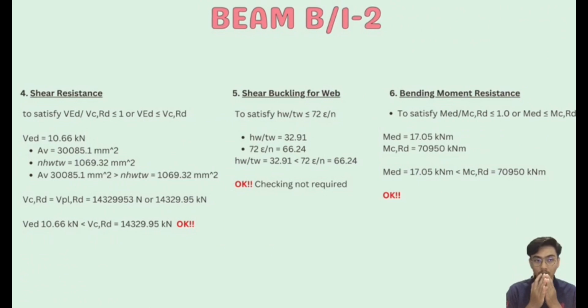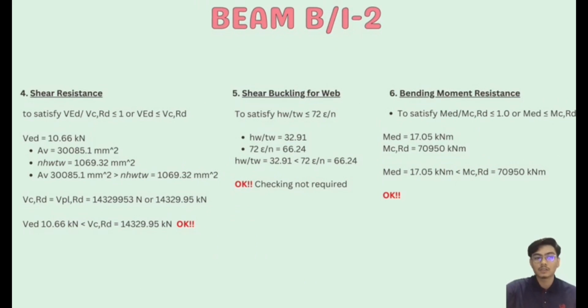Step 5 is shear buckling for the web, to certify HW over TW less than 72 epsilon over eta. HW over TW is equal to 32.19. The 72 epsilon over eta is equal to 66.24. That means HW over TW is less than 72 epsilon over eta. That means it's okay. Checking is not required.